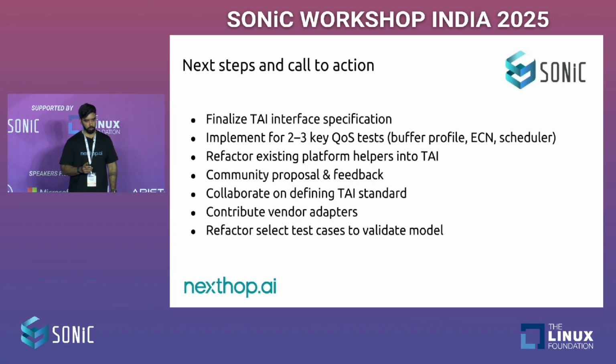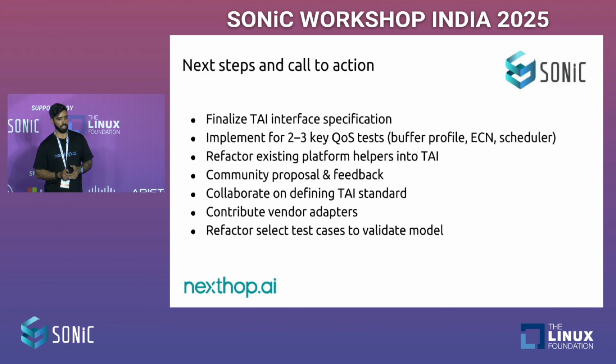These are the next steps. We'll finalize the TIE interface specification. We'll have an HLD review. The PR will be sent in a few weeks. We'll prove that this works for a few key test cases: buffer profile, ECN, and scheduler, some of them. The existing helpers we can refactor, and TIE can adapt to them.